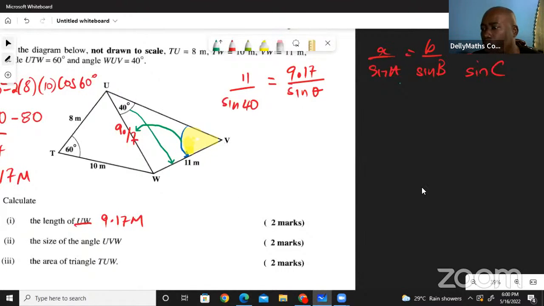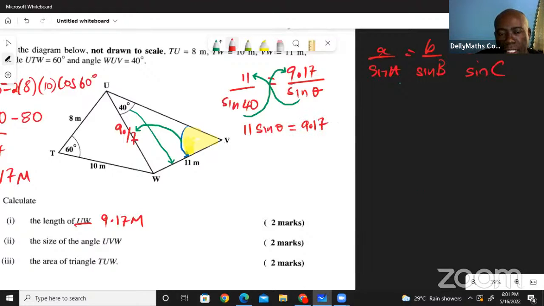So what we want to do here is to employ a little cross multiplication, where the sine of the angle times 11 is going to equal the sine of 40 times 9.17. We know that, so we're going to employ that cross multiplication right about now. So 11 times the sine of the angle is going to equal 9.17 times the sine of 40 degrees. And you could see the sine of the angle is being multiplied by 11. So what I need to do is just divide both sides by 11 right there.